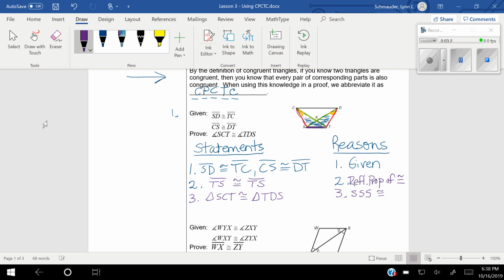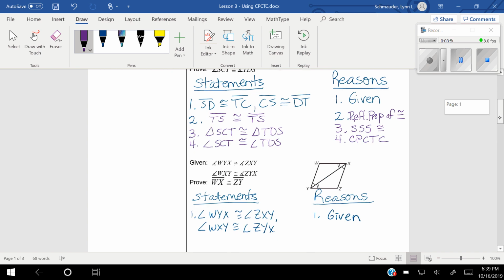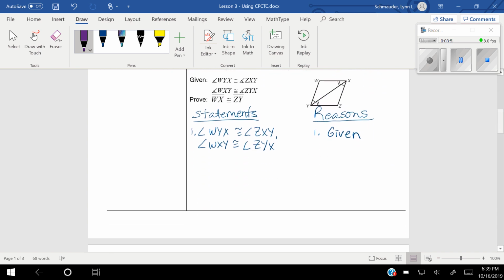All right, so now that we know the triangles are congruent, we're all set to say that those two angles are congruent. Angle SCT is congruent to angle TDS. And how do we know that? Because they're corresponding parts of congruent triangles, and they're congruent. Okay, that's all there is to it. So let's do another one.